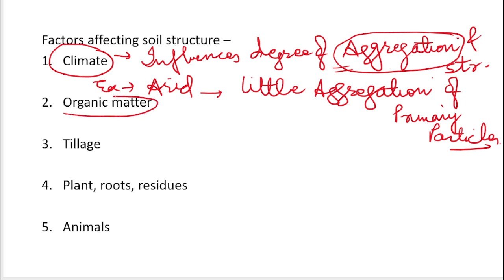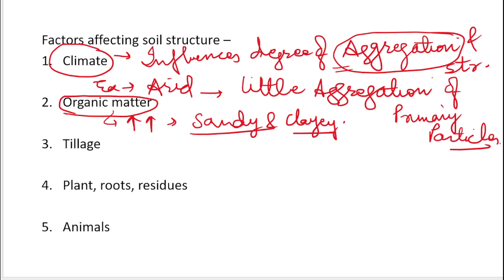Moving on, the second factor is organic matter. It improves soil structure heavily, especially in sandy and clayey soil. सैंडी और क्ले सॉइल में ऑर्गेनिक मैटर का काफी इन्फ्लुएंस है, क्योंकि वहाँ पे वो मेजर रोल प्ले करता है. In sandy and clay soil it plays a major role in having a good structure.